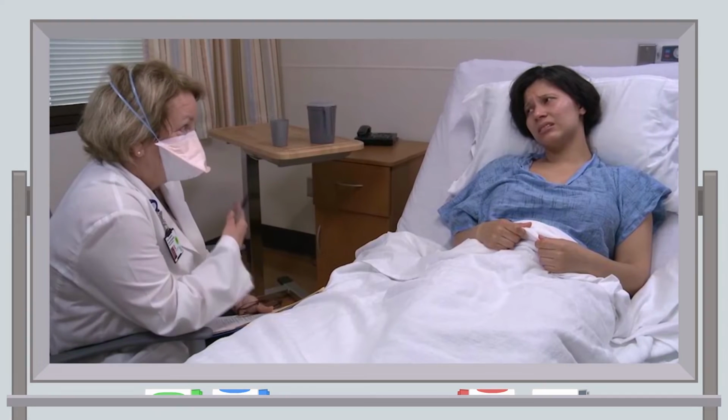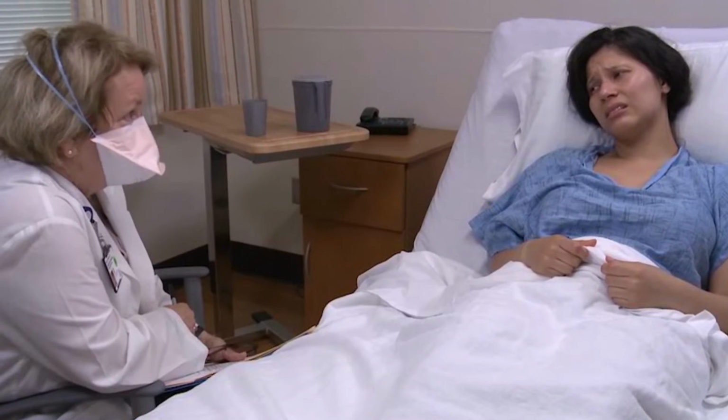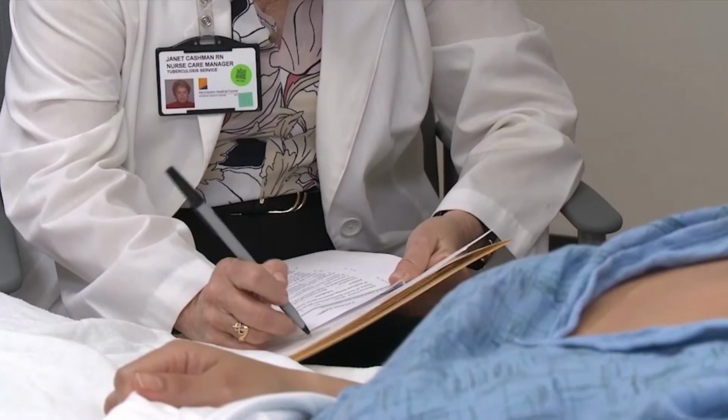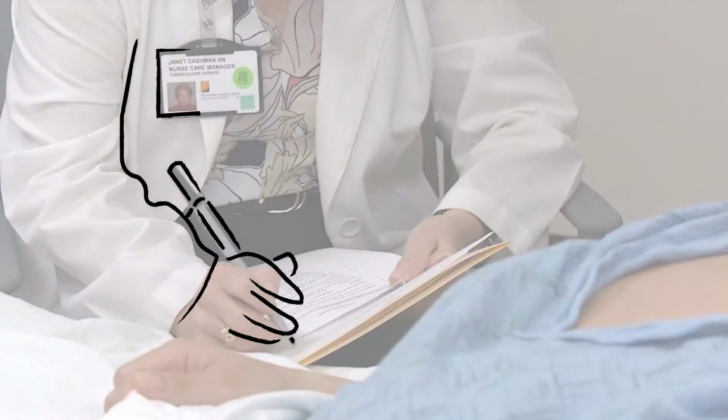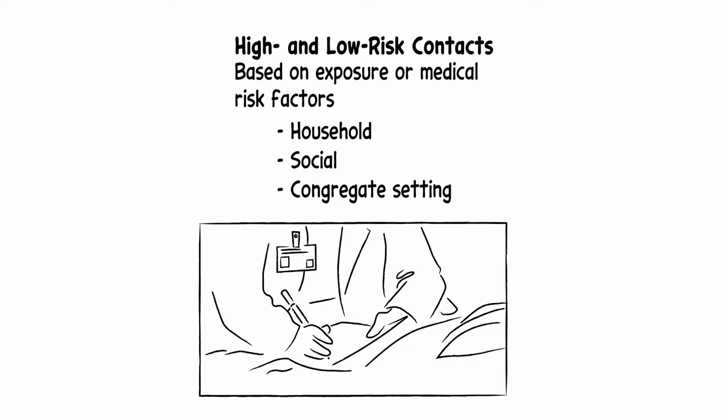An effective contact investigation is an essential component of tuberculosis prevention and elimination. As part of an investigation, a healthcare worker attempts to identify all the high and low-risk contacts named by a patient with confirmed or presumed infectious TB. This identification is based on exposure or medical risk factors. The goal is to refer these contacts for medical evaluation and treatment if appropriate.